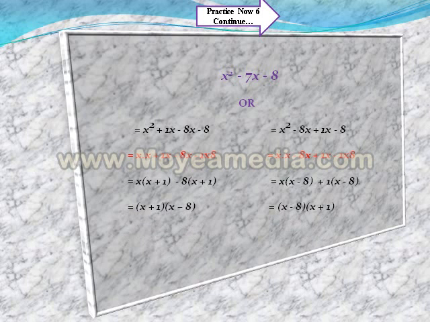So in the final step, I took x plus 1 common, so what remains is x minus 8. On the right side here, I took x minus 8 common, and what remains inside is x plus 1. So far you have seen that in the third step, always one factor becomes common. Like on the left side, x plus 1 becomes common. On the right side, you could see x minus 8 becomes common. It's always so.